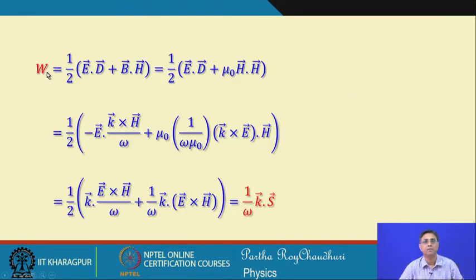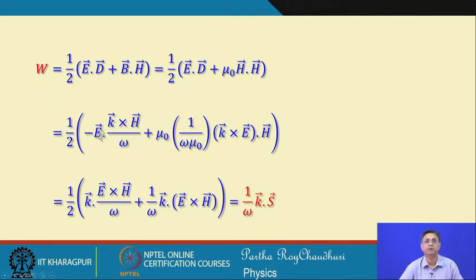So, omega, the electrical and magnetic energy density can be represented as half E dot D plus B dot H. If I use this constitutive relation for B, then half E dot D plus mu naught H dot H we can write for the energy density of the electromagnetic waves.